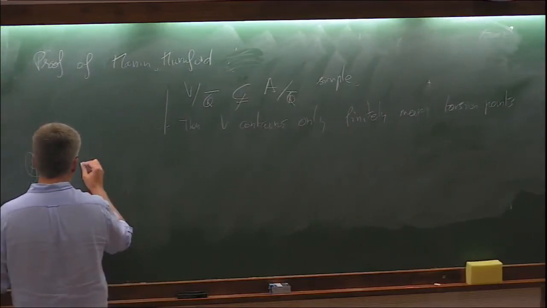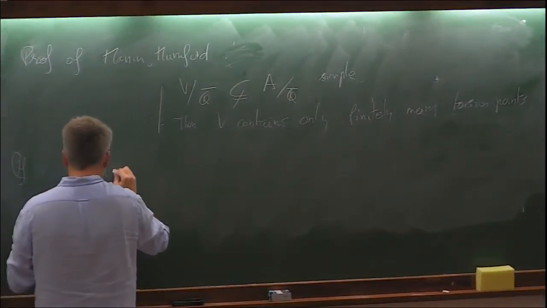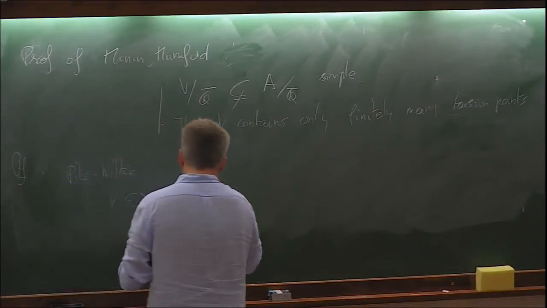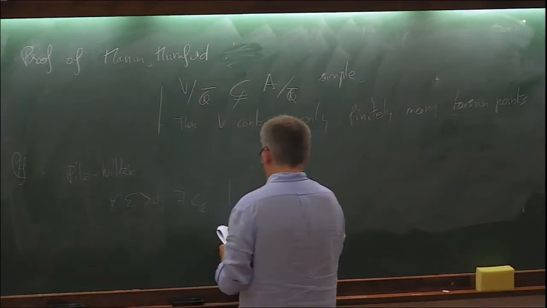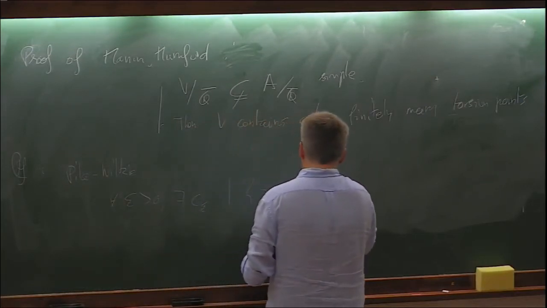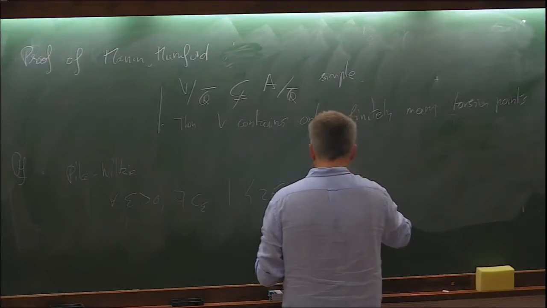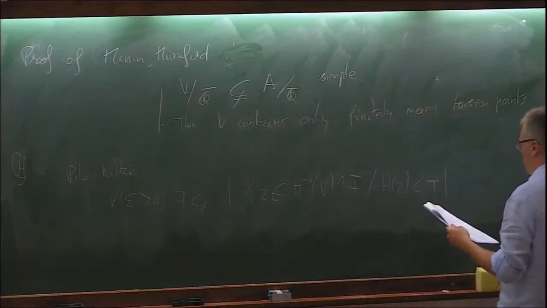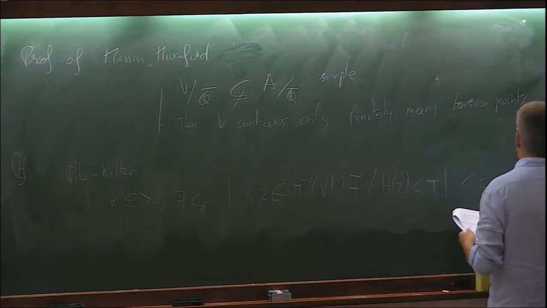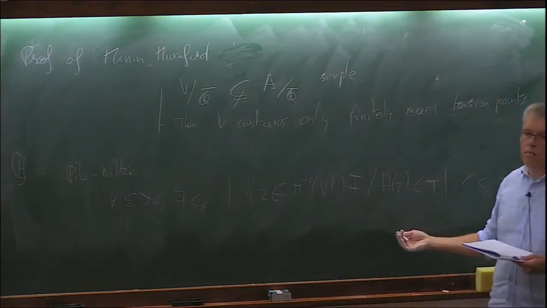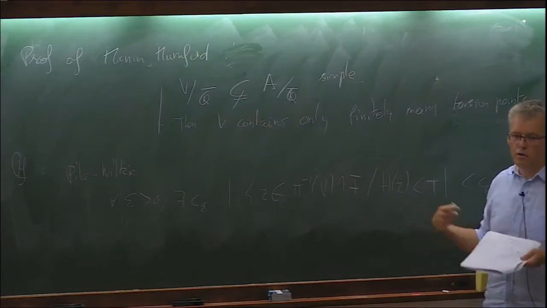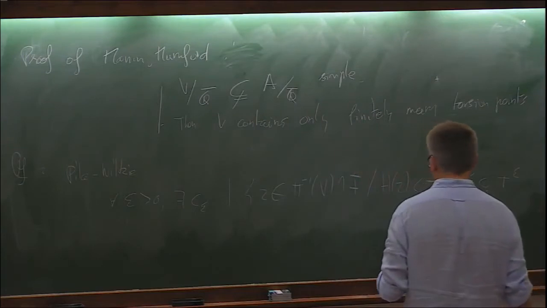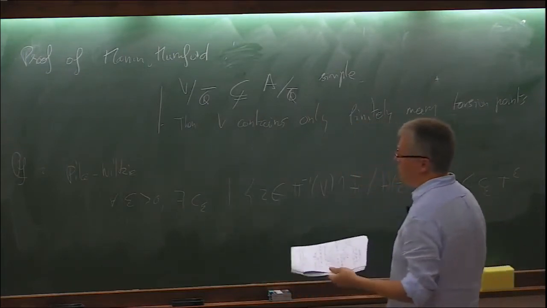So by Pila-Wilke, for any epsilon larger than 0, there exists a constant C epsilon such that the set of Z in pi minus 1 of V intersected with F, such that the height is smaller than T, is smaller than C epsilon T to the epsilon. So here we are really counting in C to the n, but notice that C to the n is essentially also the group acting on itself, right? So this is really where we are counting. So we know this by Pila-Wilke.